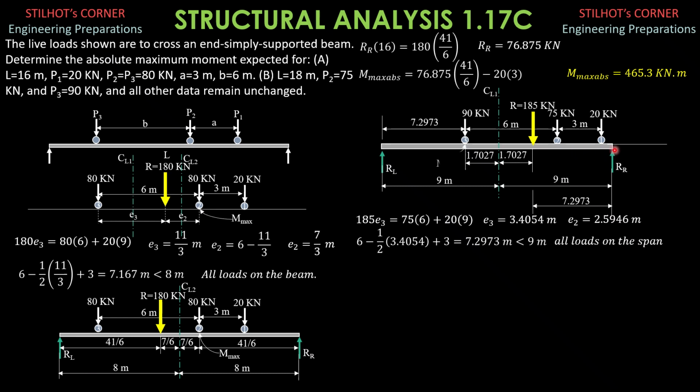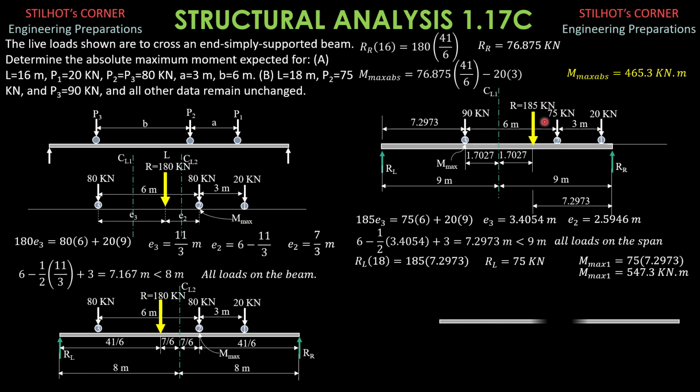Summation of moment about the right support equals 0. R sub L times 18 is equal to 185 times 7.2973. So R sub L is equal to 75 kilonewtons. So the possible maximum moment here, let's call that M max 1, is R sub L, 75, times 7.2973, and that value is equal to 547.3 kilonewton meter.